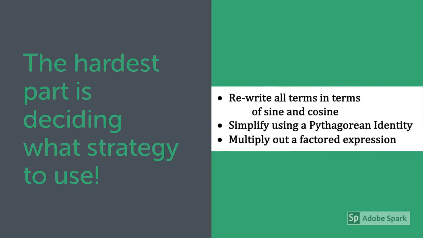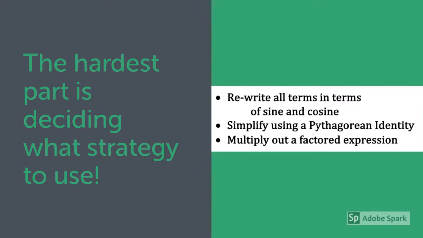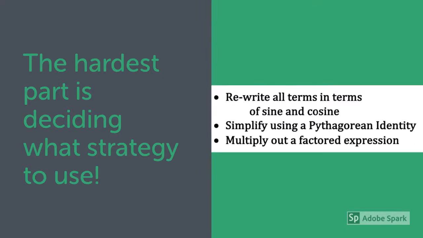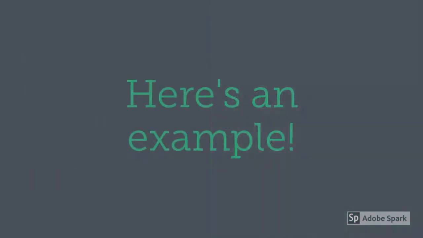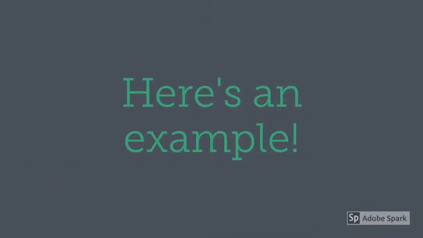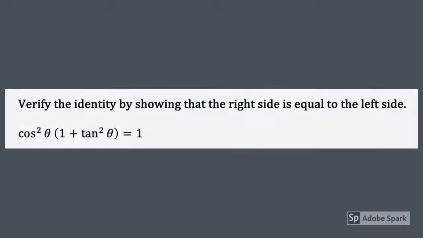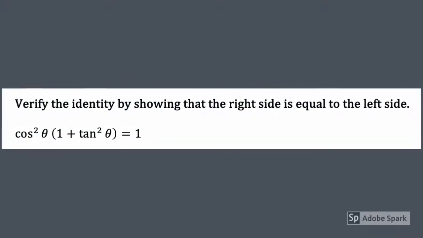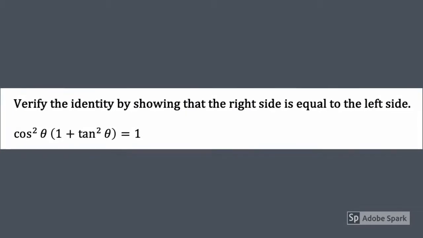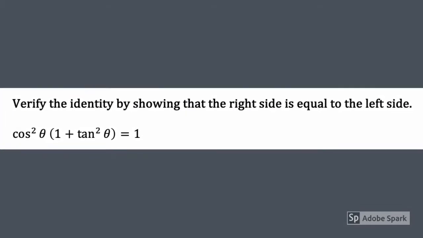This video will talk about choosing among three strategies: rewriting all terms in terms of sine and cosine, simplifying using a Pythagorean identity, and multiplying out a factored expression. We're going to start with an example where any of those three strategies could be a plausible first step. The identity we're going to verify is cosine squared theta times the product of 1 plus tan squared theta, and we have to show that equals 1.